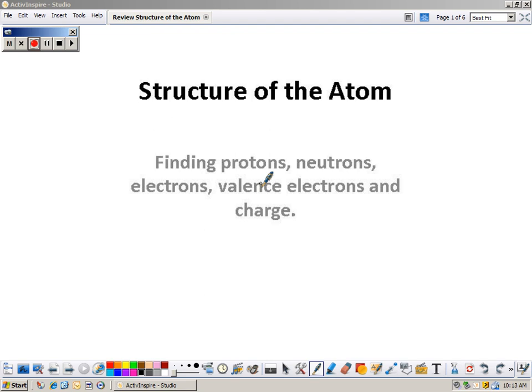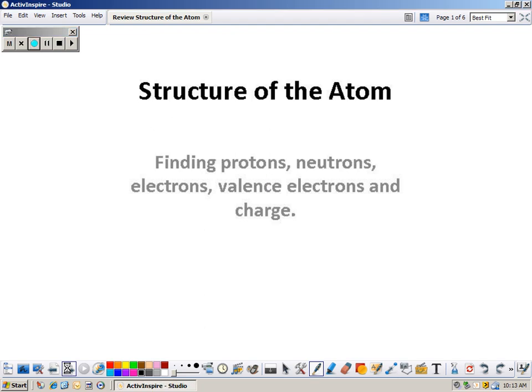Okay. So again, we're going to review the structure of the atom. We're going to review finding protons, neutrons, electrons, valence electrons, and charge. Okay, so here's a couple of examples. A lot of it is the same thing we did on Thursday, but just a tiny little twist. Make sure you have your periodic tables out too, so you can refer to them.